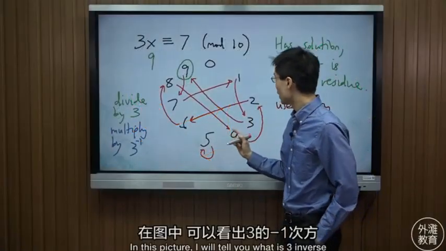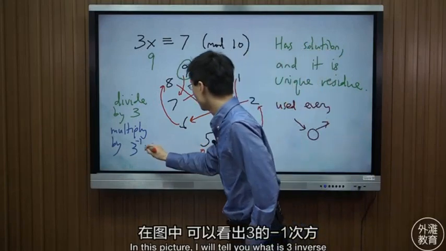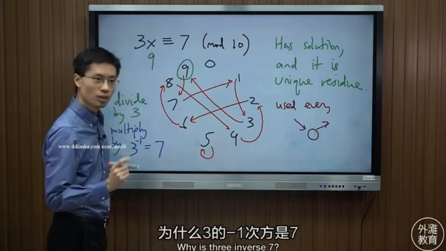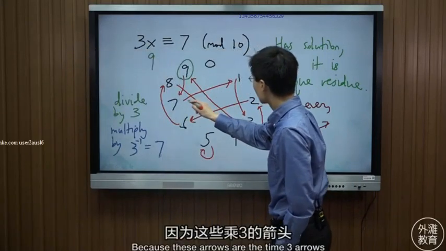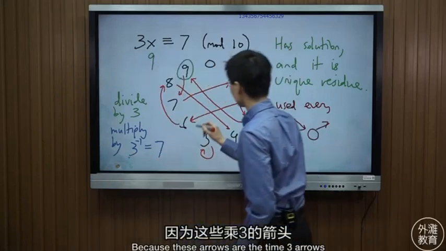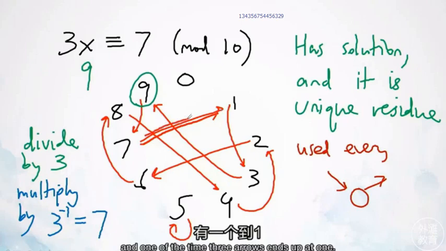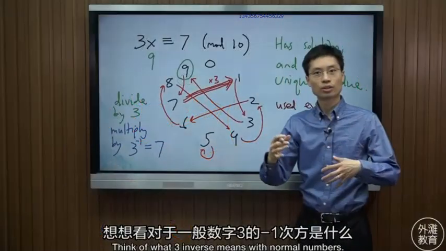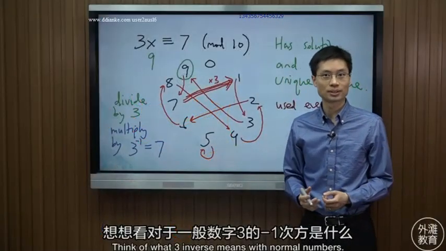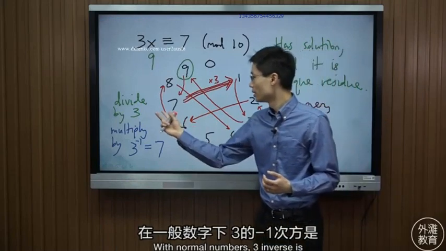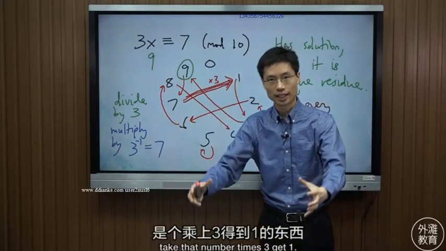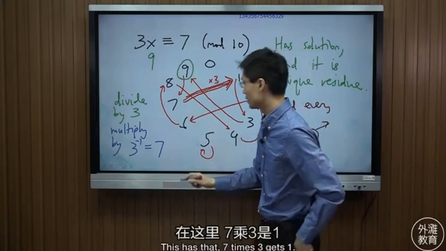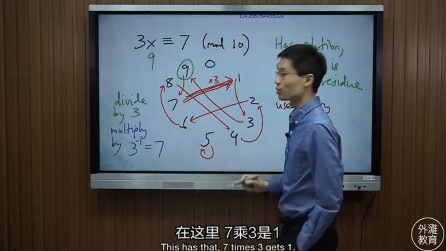In this picture, I'll tell you what 3 inverse is. 3 inverse is 7. Why is 3 inverse 7? Because these arrows are the times 3 arrows, and one of these times 3 arrows ends up at 1. Think about what 3 inverse means with normal numbers: take that number times 3, get 1. This has that. 7 times 3 gets 1.